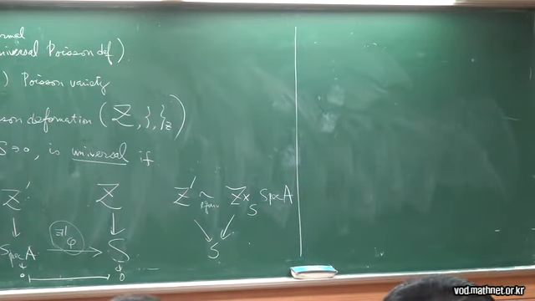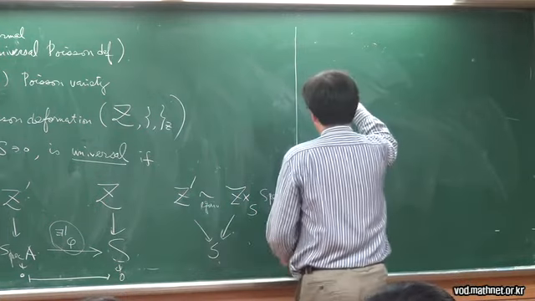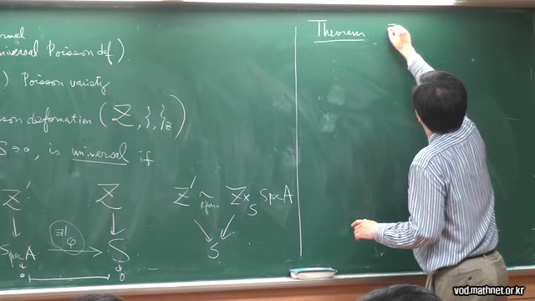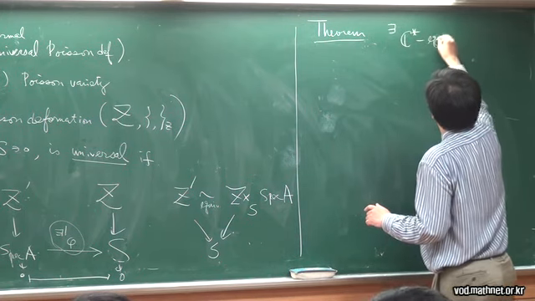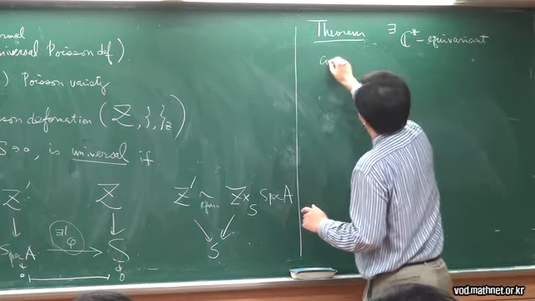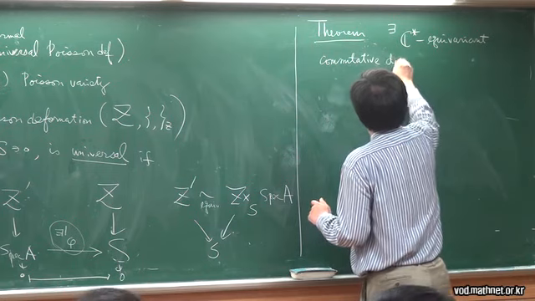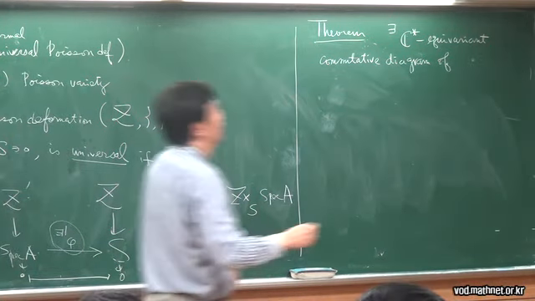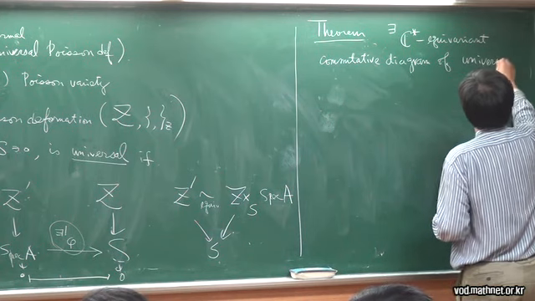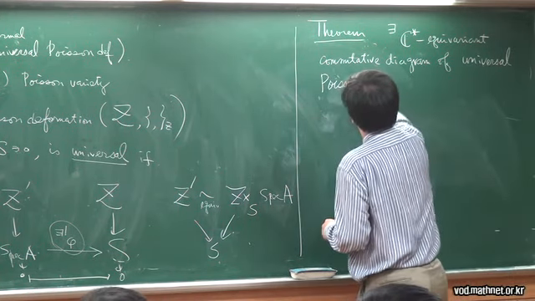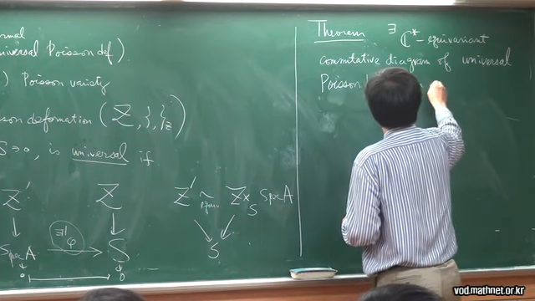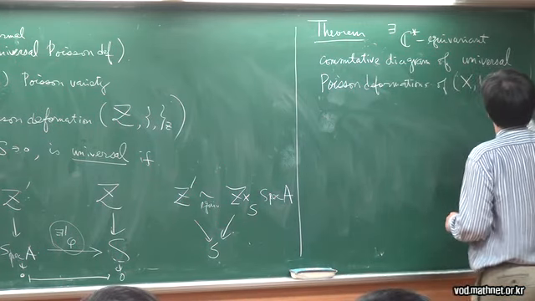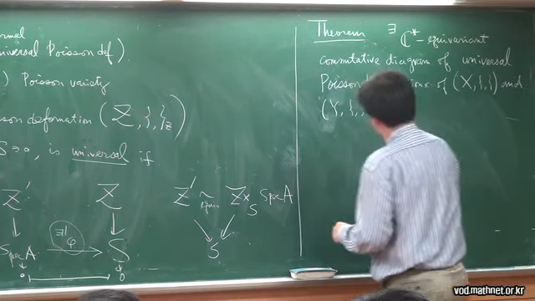So now let's consider this. Then the theorem says that there exists some C-star equivariant commutative diagram of universal Poisson deformations of X and Y. The diagram is as follows.